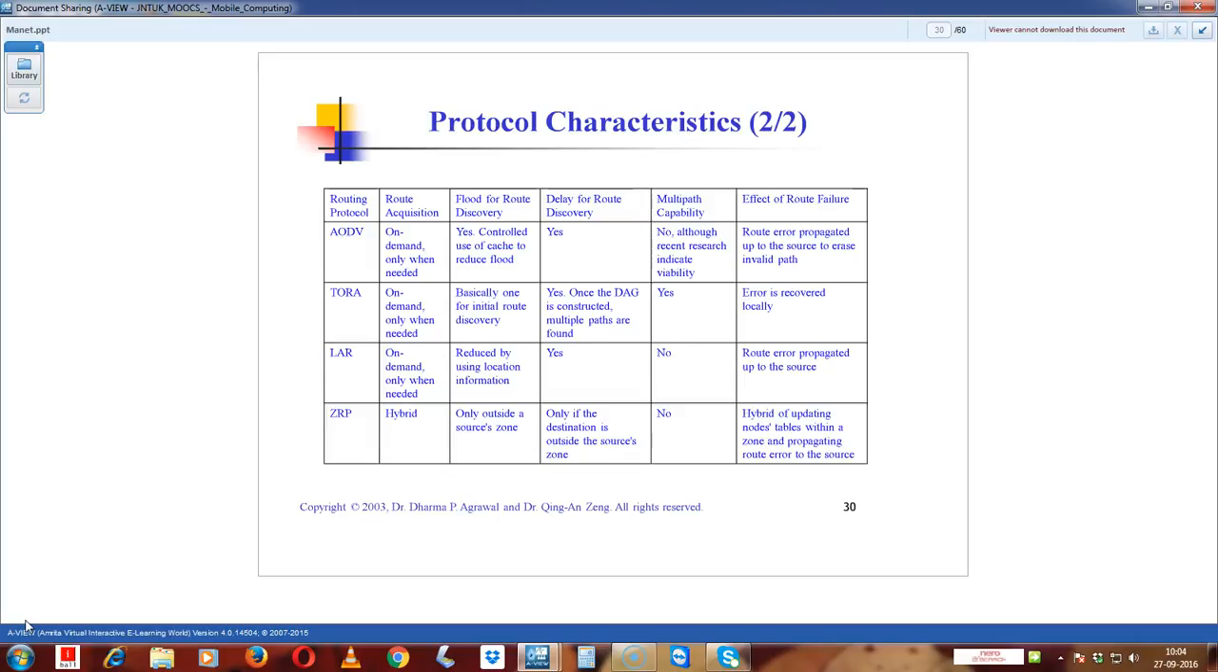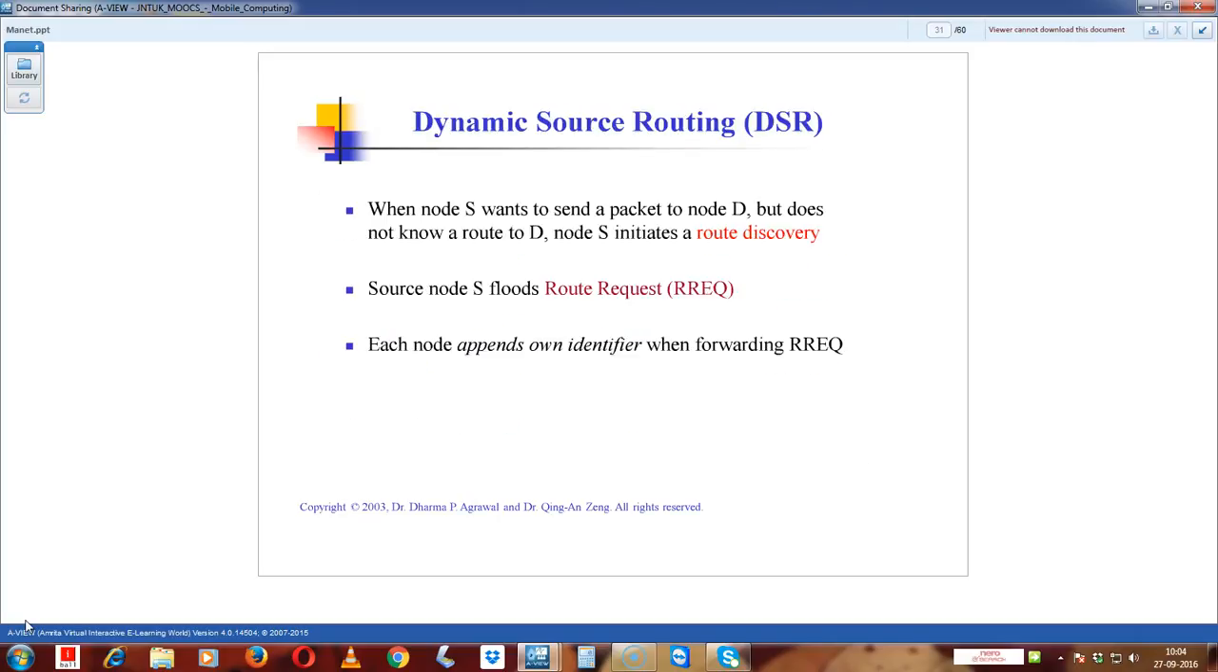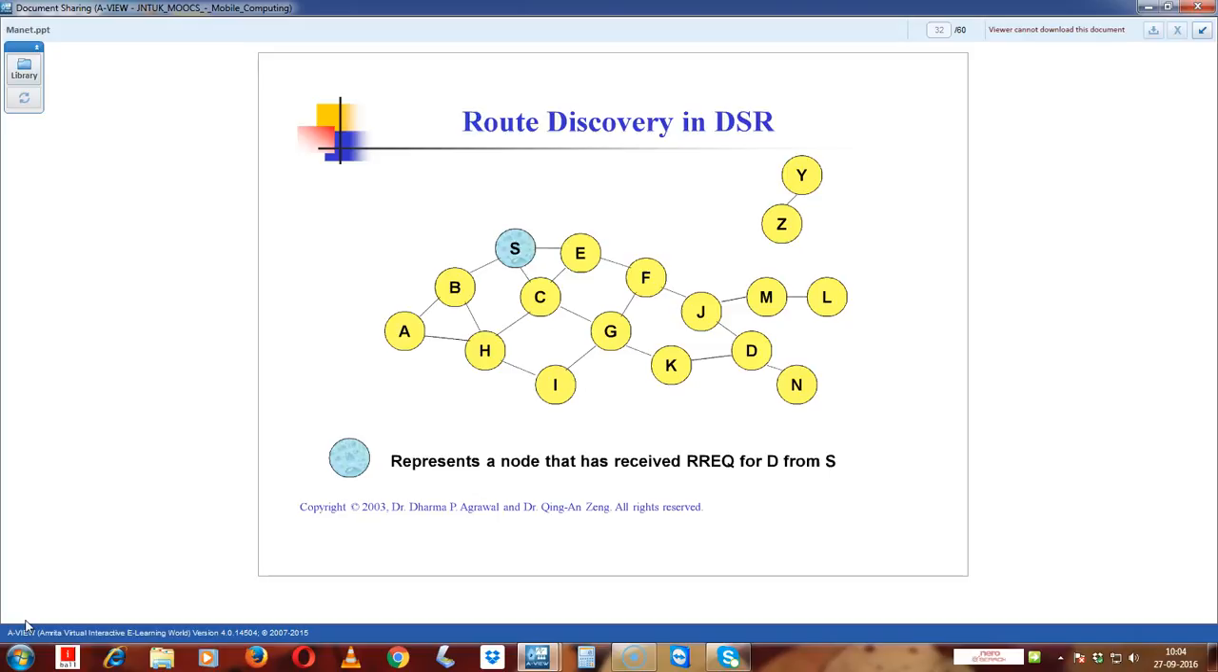Now we will see with the help of diagrams. This is not good actually. We will see here how a route discovery in DSR happens. Here S represents a node that has received a route request from B, from S.